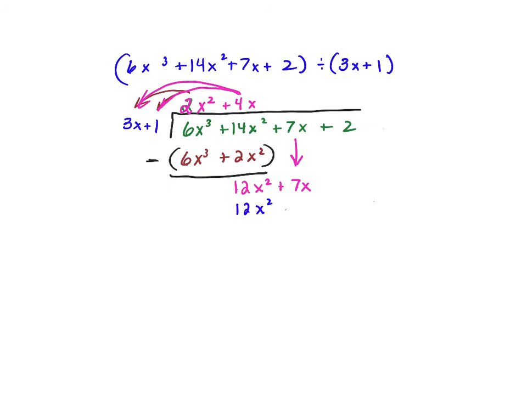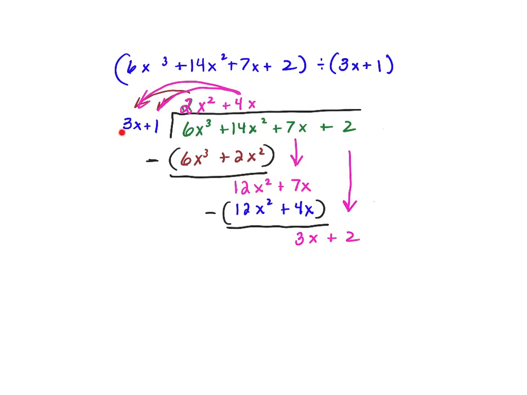4x times 1 is 4x. I draw a line, and then I subtract. I get that 12x squared minus 12x squared is 0, so my x squareds are gone. And I get 7x take away 4x, so that becomes a 3x. And I bring down my 2.